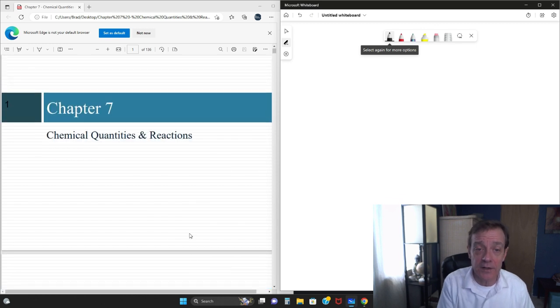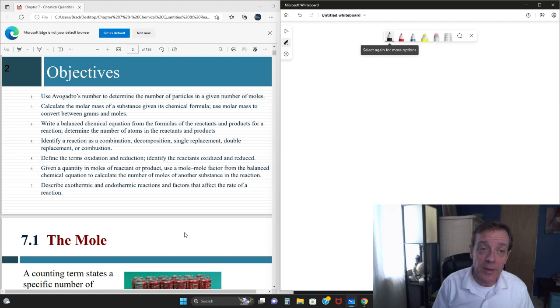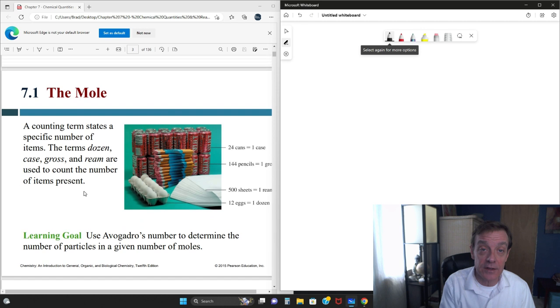Okay, chemical quantities and reactions. So let's start with the basics. We're going to be looking at Avogadro's number, what it means, and look at the molar masses. 1 mole of something is an Avogadro's number of something. Look at balanced equations and various types of equations, including combination, decomposition, replacement, both single and double, and then combustion as well. Look at reduction and oxidation reactions, and touch briefly on exothermic and endothermic style reactions.